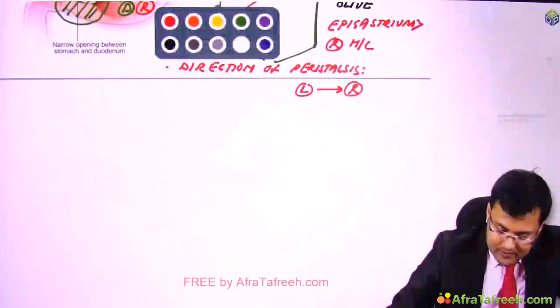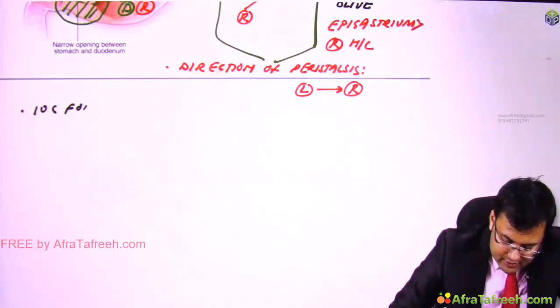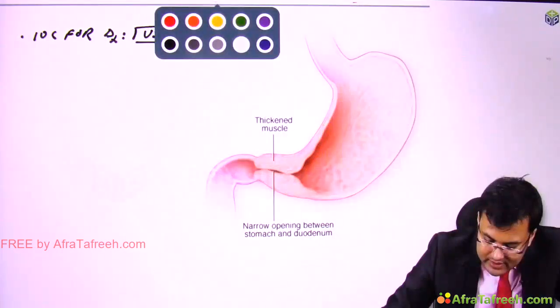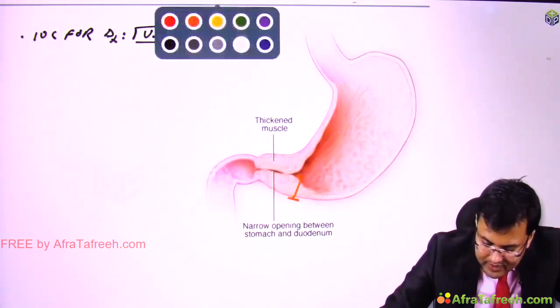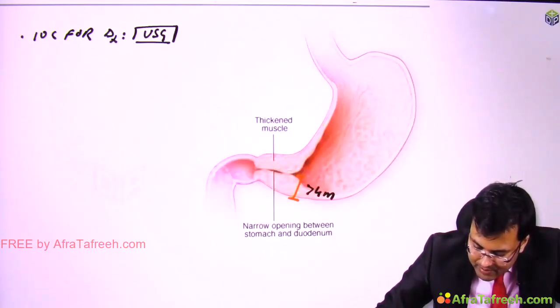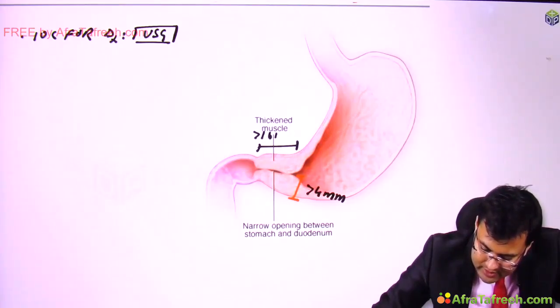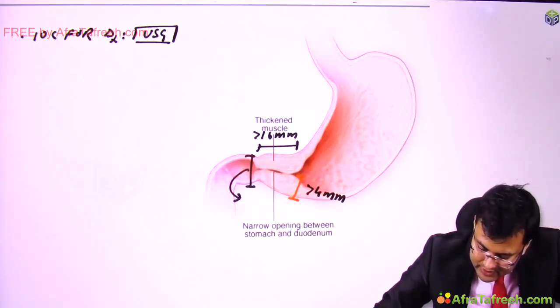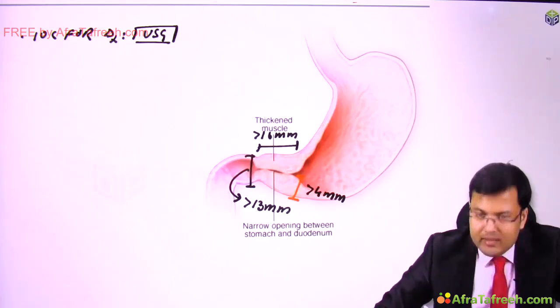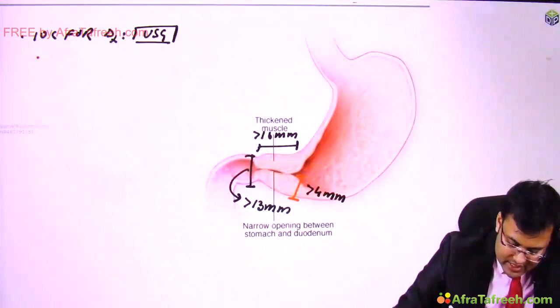But what is the investigation of choice for diagnosis? The investigation of choice for diagnosis is ultrasound. Nowadays, they are asking the diagnostic criteria for ultrasound. So see, what's the diagnostic criteria? First, the pyloric muscle thickness should be more than 4 mm. This is the channel length. It should be more than 16 mm. And this is the transverse diameter. It should be more than 13 mm.